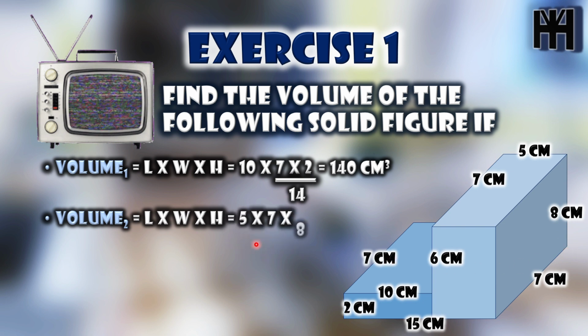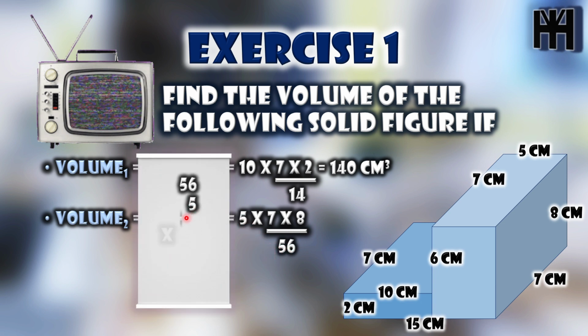Okay, let's multiply them. 5 times 7 times 8. Let's multiply 7 and 8 first. If you have a hard time multiplying them, remember the finger multiplication trick, or go back and watch this video, and you'll be able to multiply them very easily. Okay, so 7 times 8, it will be 56. Then 5 times 56.